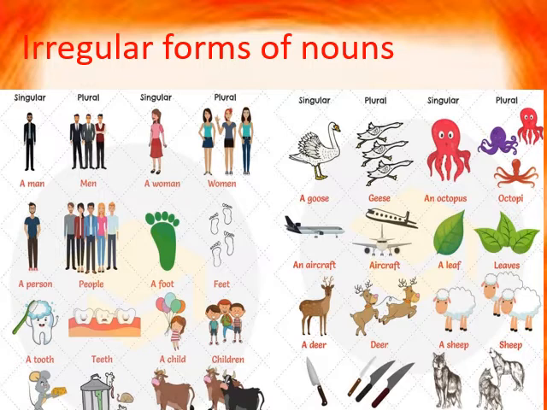W-O-L-F, wolf. W-O-L-V-E-S, wolves. Here one wolf and two wolves. Here also we can see F is removed and V-E-S is added. So these are a few irregular forms of plurals.